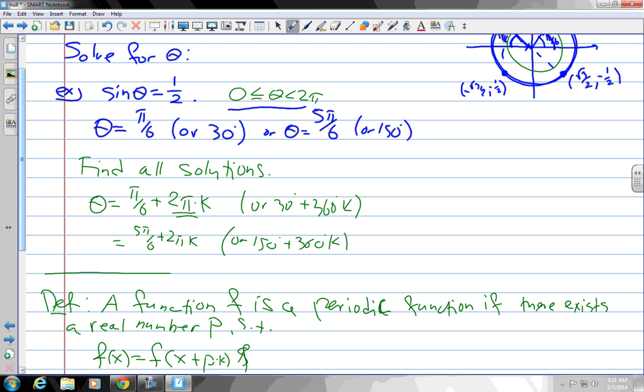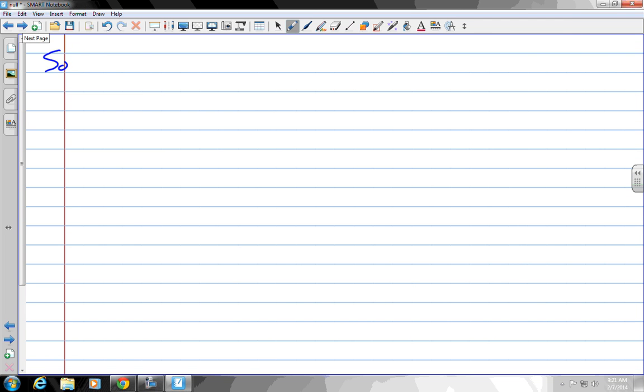Or, if they don't say anything, then you assume the periodicity of the question. And of course, it'll get much dirtier than this eventually. Depending on the function, the period might adjust slightly. But let's just do a few more simple ones. So solve. And I just want to do all solutions.